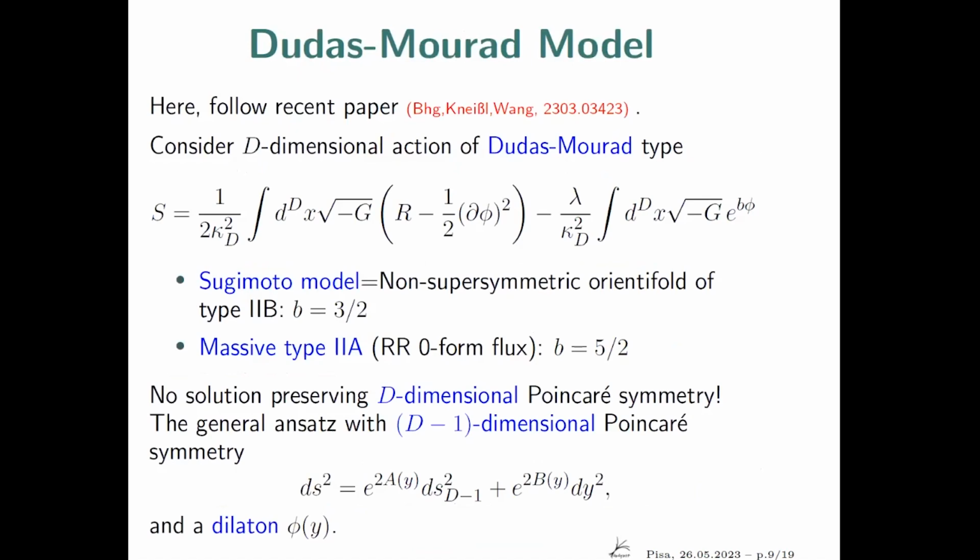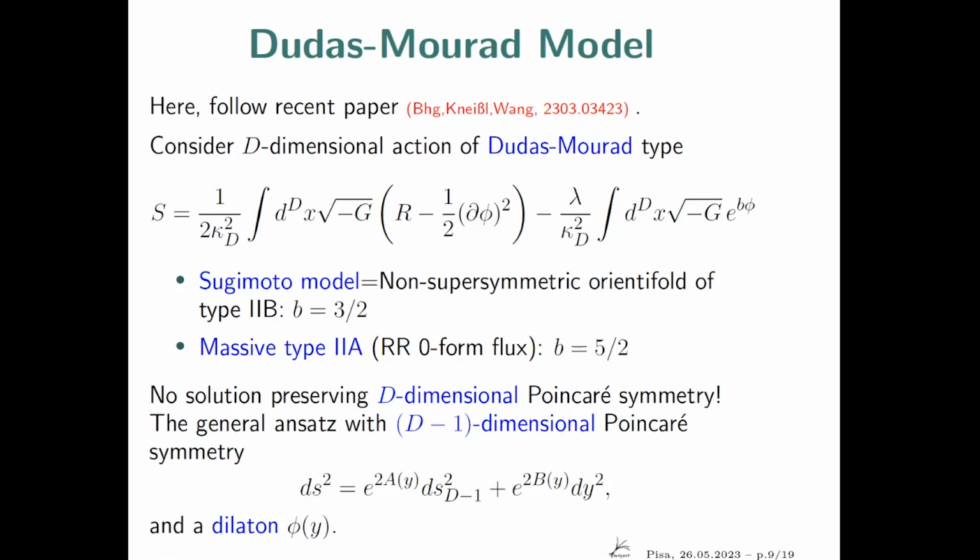Here I follow, and there was of course previous work, which I'm also citing in the course, but here I'm just following the notation and what we did in the systematic analysis in this paper with two students from Munich, Kneissl and Wang. So this is our old friend. We are now looking for solutions, generalizing the Dudas-Mourad solution.